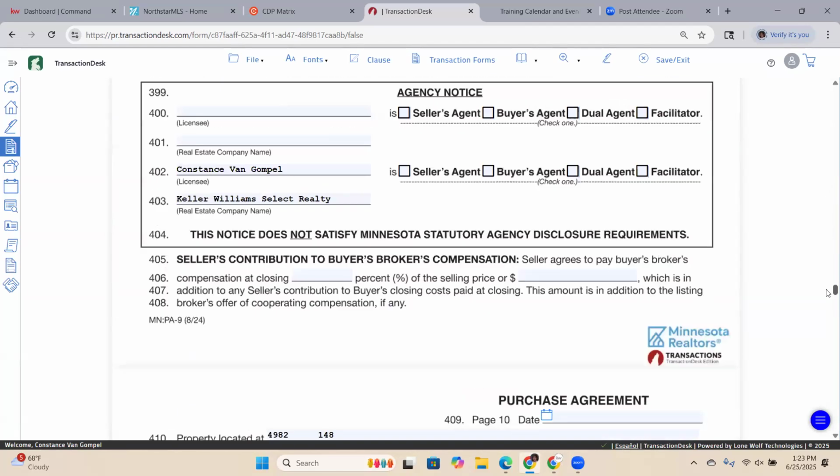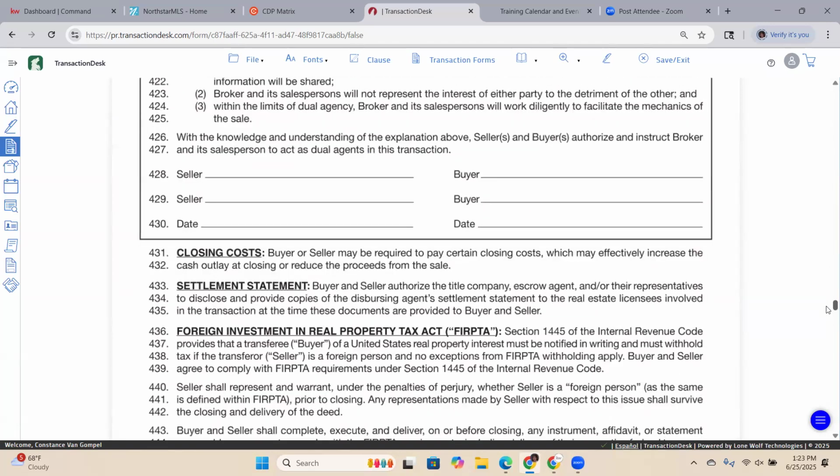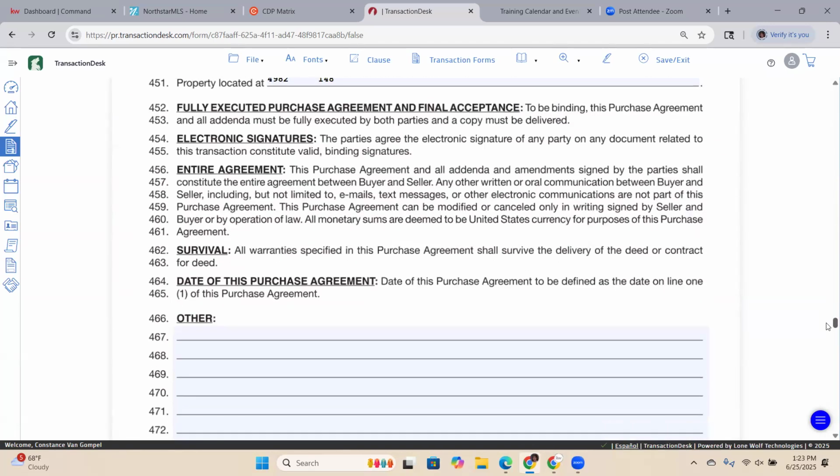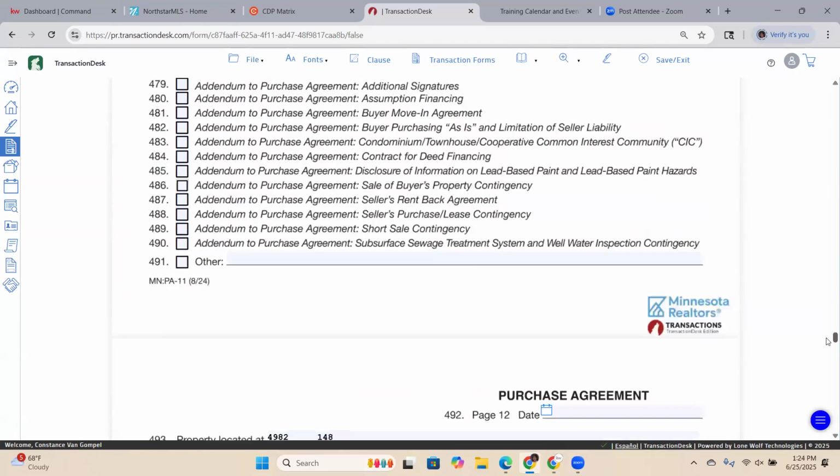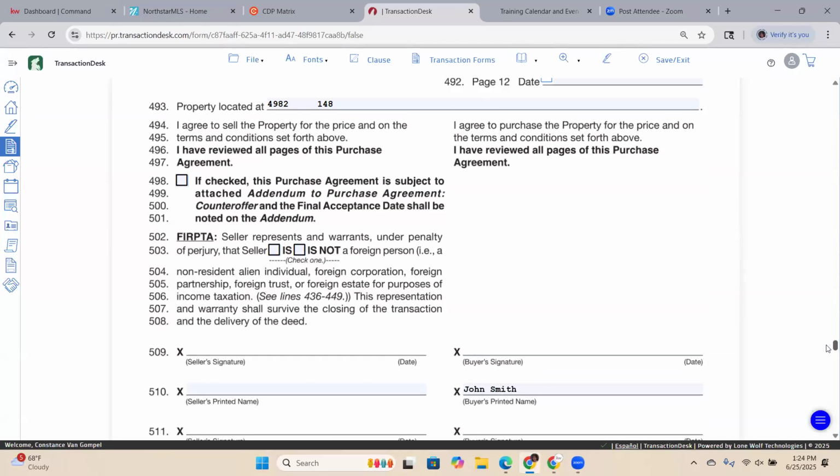Dual agencies, closing costs, the purchase agreement, we went through all that, the addendums. And then at this point here, this box only needs to be checked if the seller comes back and counter offers you. So make sure that if you do get a counter offer, that box is checked. Okay, and then if you have the foreign tax, is or is not, check whatever it is from what you know from the seller.